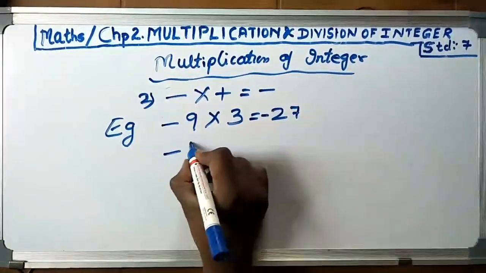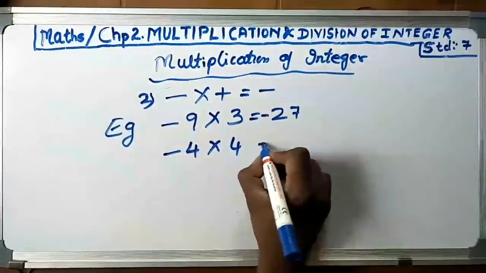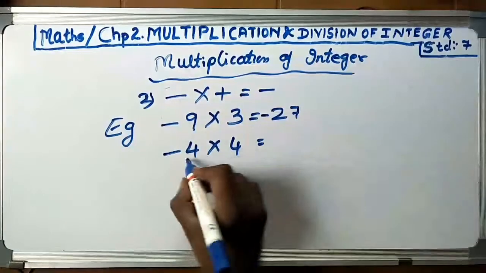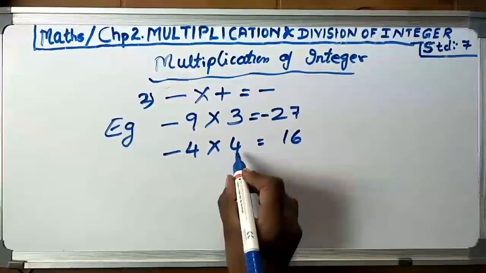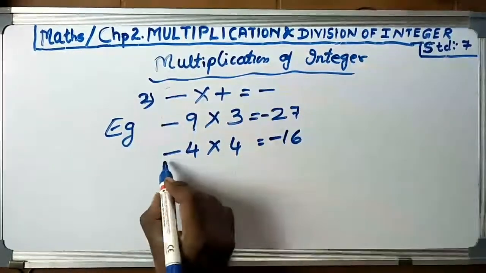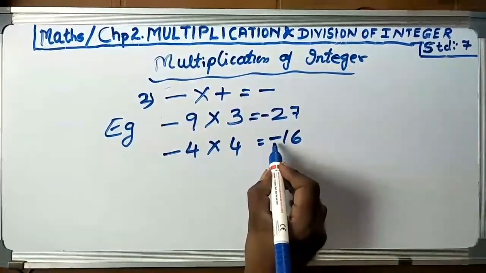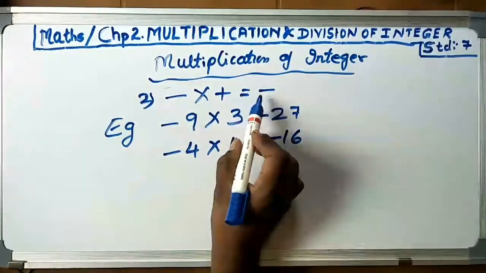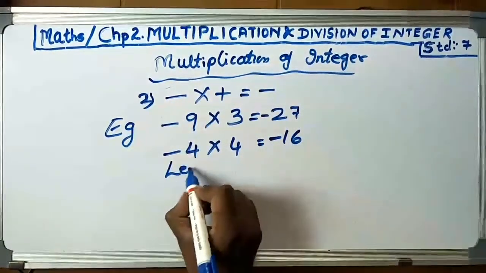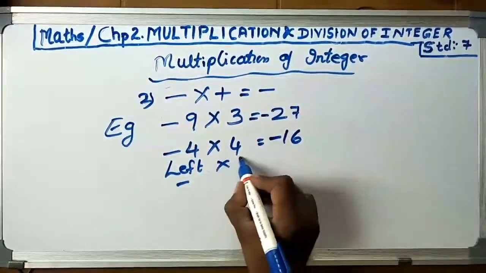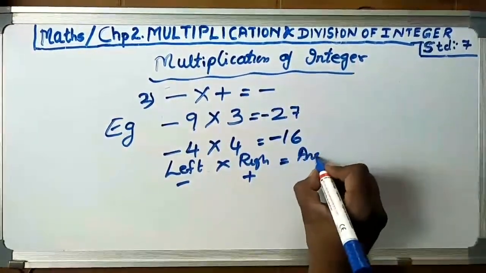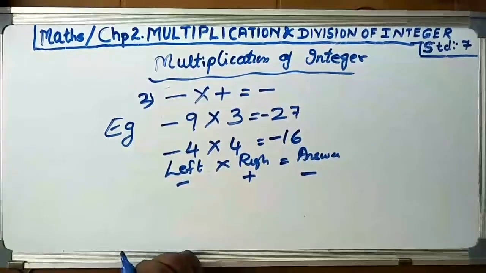Let's do the second sum. Minus 4 into 4. One side minus, one side plus. 4 4s are 16. Multiply this, but one side minus, one side plus is there. So minus, because minus multiplied by plus is equal to minus. So whenever on the left hand side minus is there, and on the right side plus is there, in the answer you have to write the negative sign.